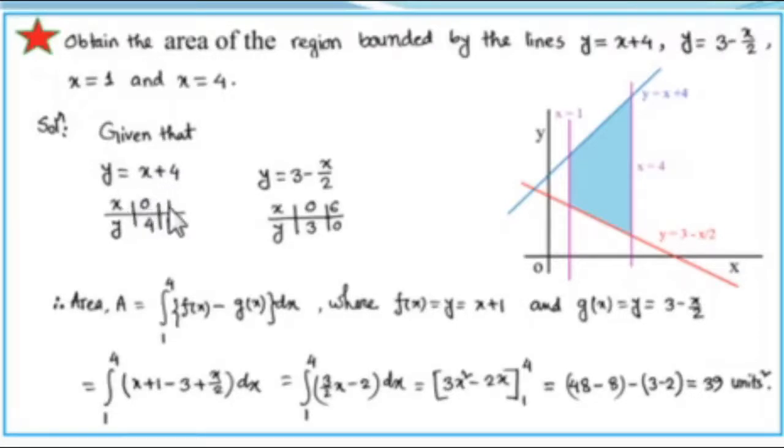You take any two values of x and you will get the corresponding y values. Similarly, for the second line, you consider any two values of x, then you will get the corresponding y values.